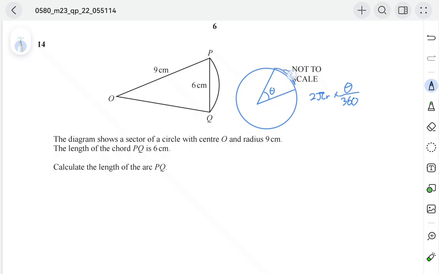So to do that, we actually need to find angle POQ. So how do we actually do that? Well, if we bisect this angle, we actually perpendicularly also bisect the chord. And because of that, we create a 90-degree triangle.